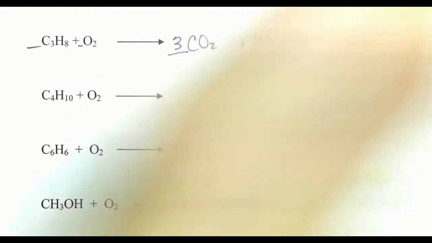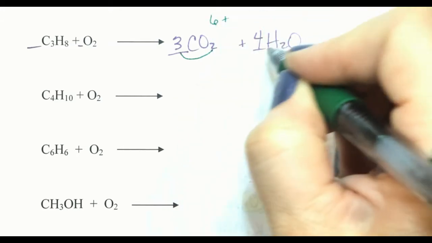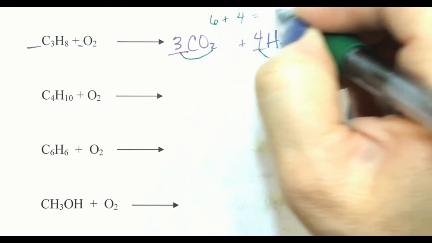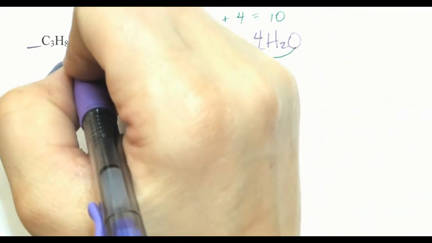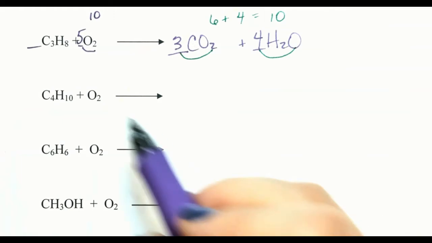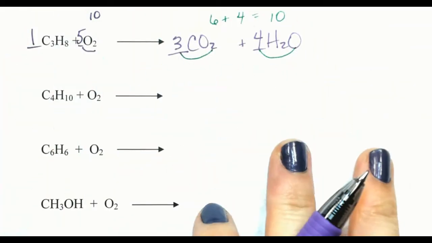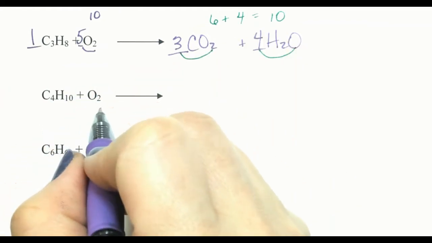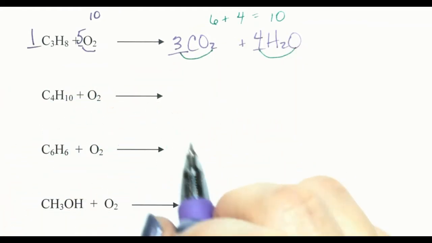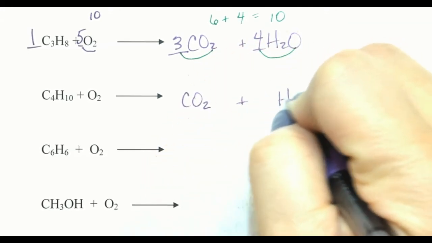If we add up our total number of oxygens on the right, we have 3 times 2 is 6 plus 4 equals 10. Good news, that's an even number. So 5 times 2 will give me my 10 oxygens on the left side. So we have 1, 5, 3, and 4. Okay, let's look at the next one. We have C4H10 plus O2. This is a combustion reaction, so it has the same 2 products, CO2 and H2O.